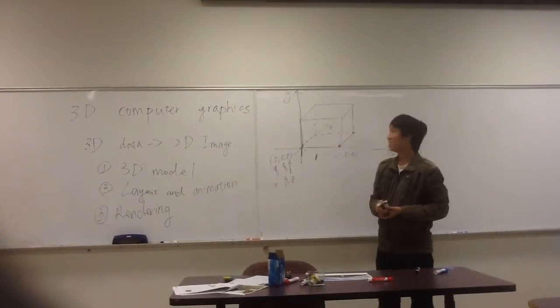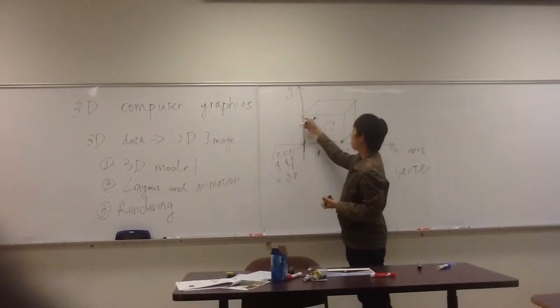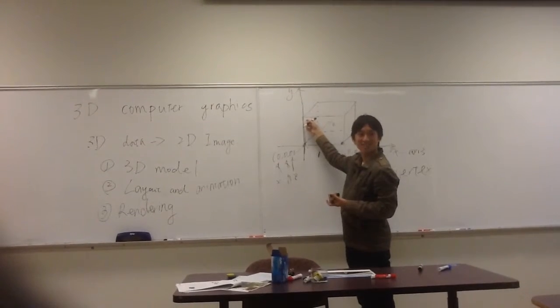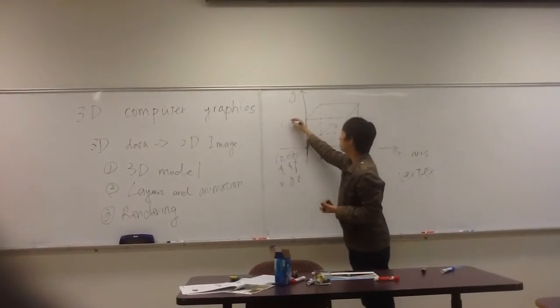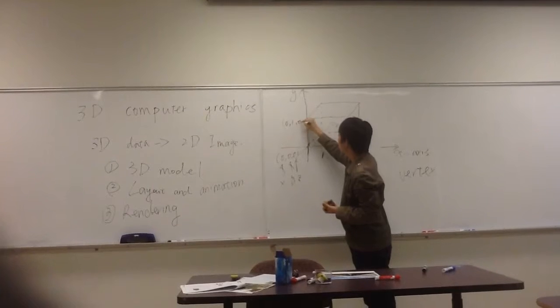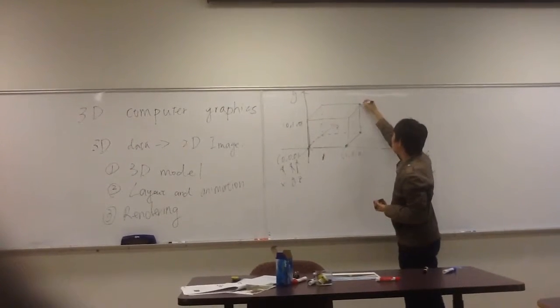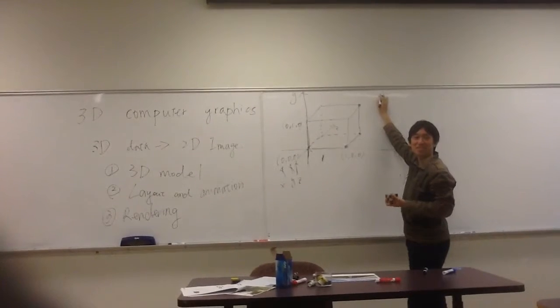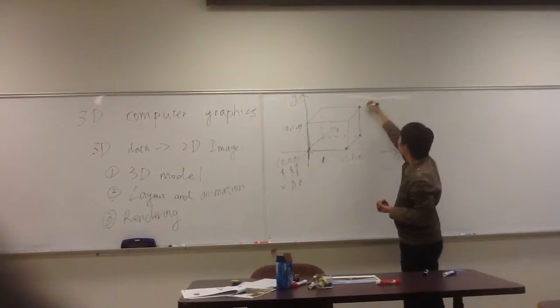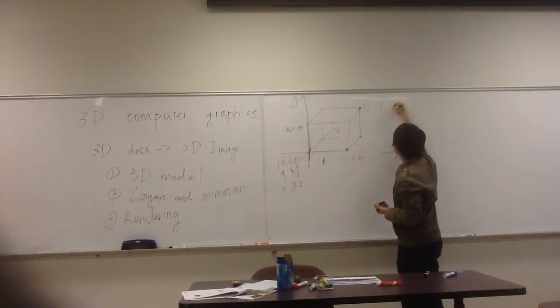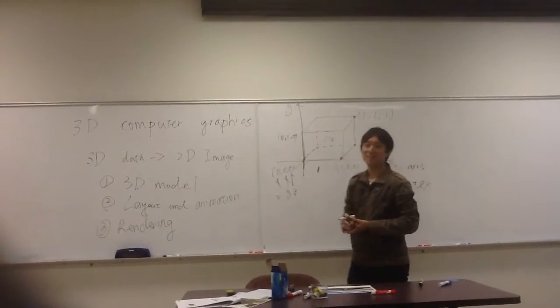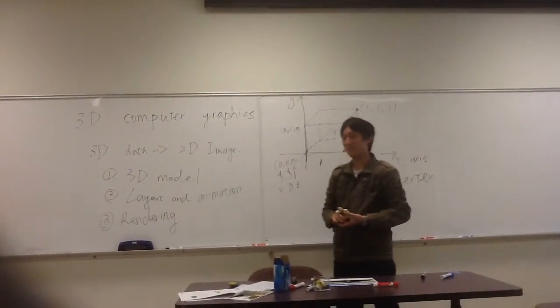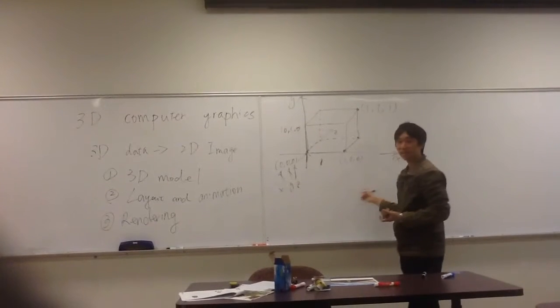Great. How about this point? 0, 1, 0. Yes, this one is 0, 1, 0. And how about this point? 1, 1, 1. Do we have a minus 1? Yes. Great. Genius. So you guys have a basic knowledge of 3-dimensional coordinates.